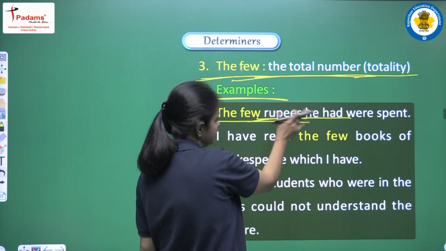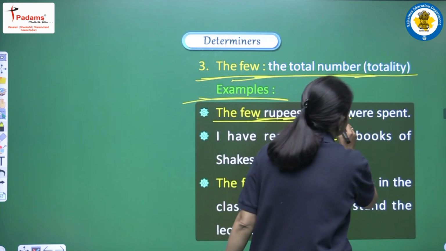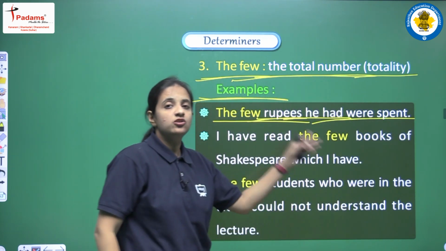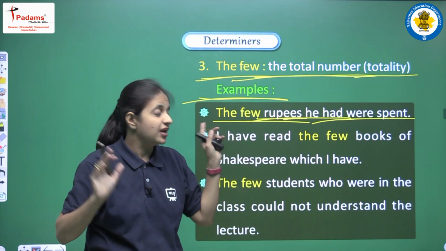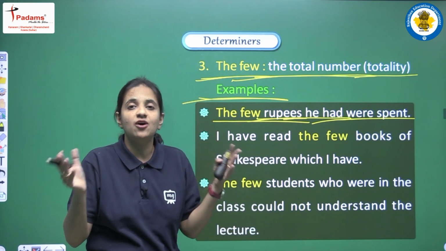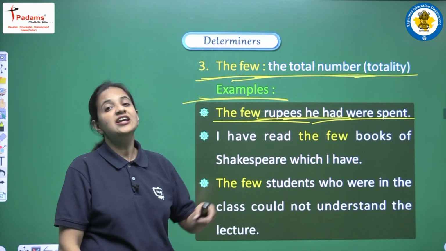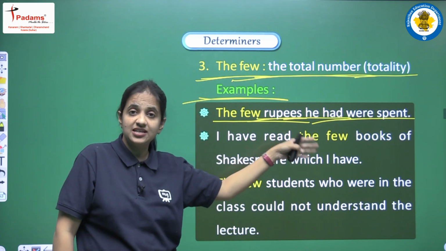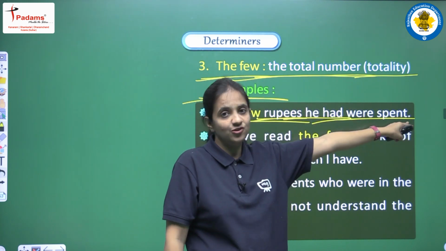So we are saying that the few rupees he had, all those rupees were spent. Now we are not talking about whether he had less or more. We are saying that the few rupees, however many there were, right? So now we are talking about the totality, the total number of rupees. So his entire money, we can say, his entire rupees, all rupees were spent, right?